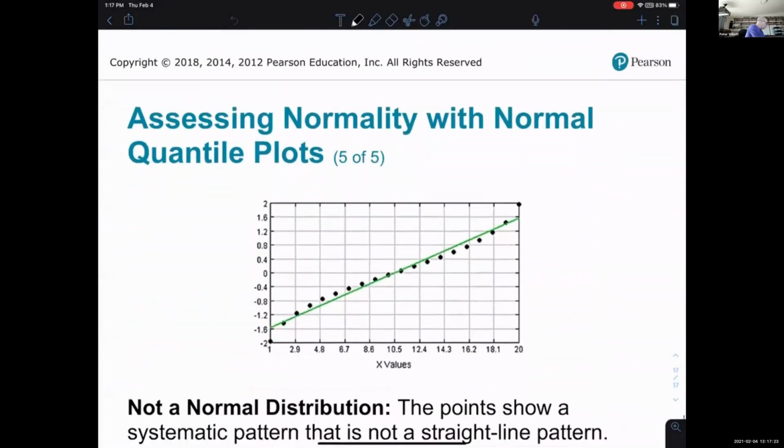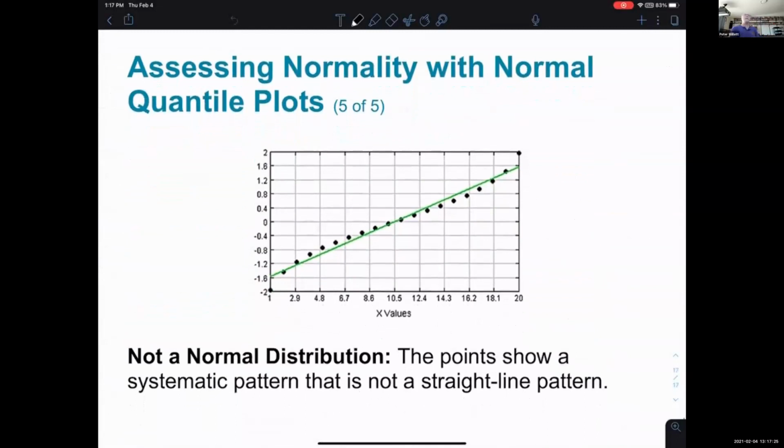All right, but let's look here, assessing normality. Now, these stay pretty darn close to the line, but notice that it says this is not a normal distribution. Why? Because the way they deviate from the line shows a systematic pattern that is not a straight line pattern. You've got this wave going on here, which seems pretty clearly defining the way the data is working, and the wave is not aligned. So even though the wave's pretty close to a line, it's closer to the wave than to the line, and therefore we label this as not a normal distribution.